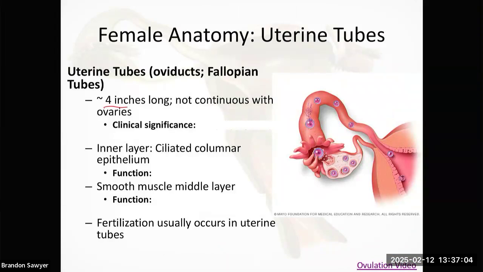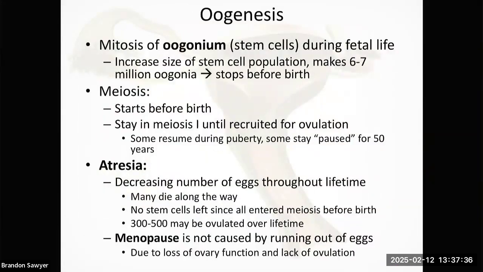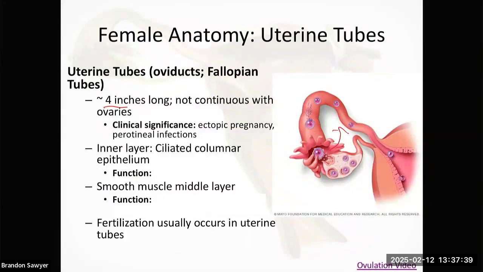Again, not continuous with the ovaries, and so the clinical significance of that is that there can be something called an ectopic pregnancy, where in very rare cases, a fertilized egg can come outside of the uterus and the fallopian tubes and start growing out there in the cavity. It doesn't result in a successful pregnancy, obviously, but it can be a dangerous thing. And since there's this open space here, there is also a risk of infection at times, because this is just open to the space that's inside of what's called the peritoneal cavity.